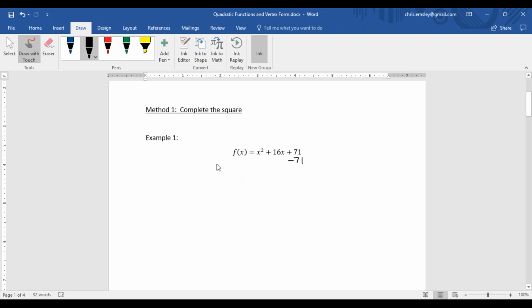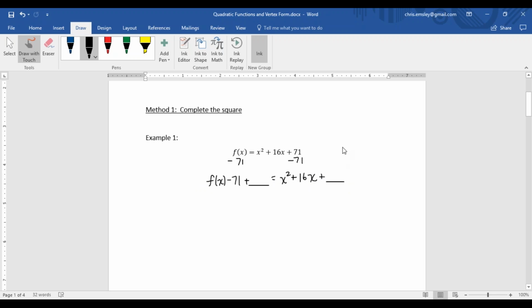I like to move the constant over to the other side so that on the left I have f of x minus 71. And when I rewrite this, I'm going to leave a blank because I'm going to be adding something to both sides of this equation. And then over here on the right, I'm left with just my terms that have x's in them. Okay? Anything that doesn't have an x goes on the left. Any term that has an x value goes on the right.